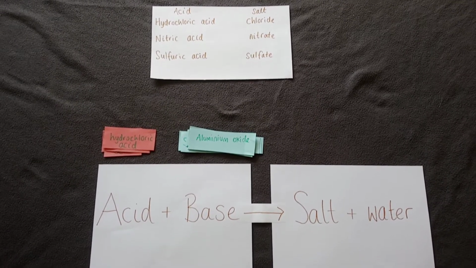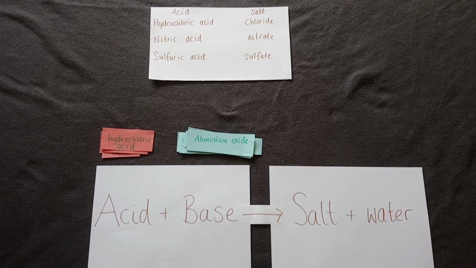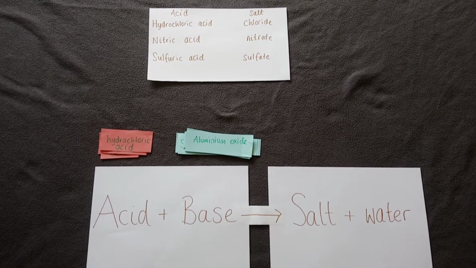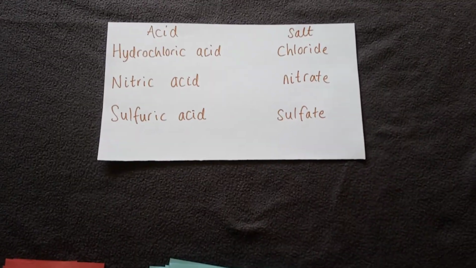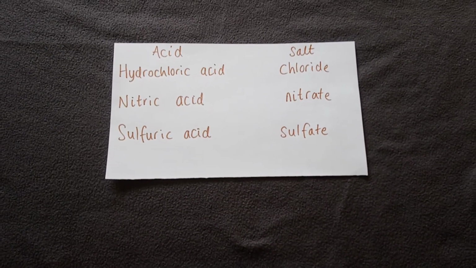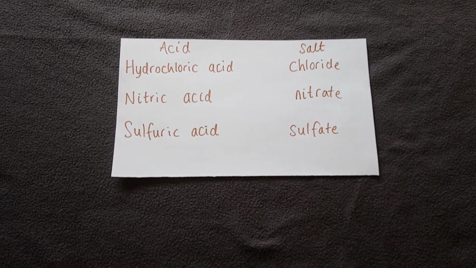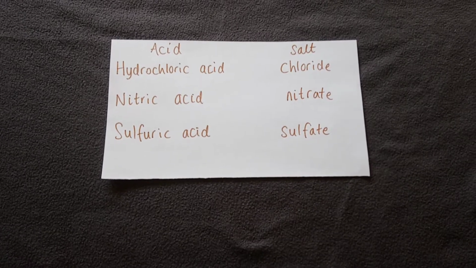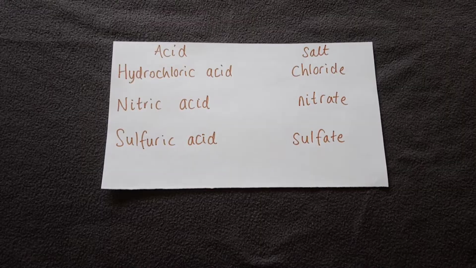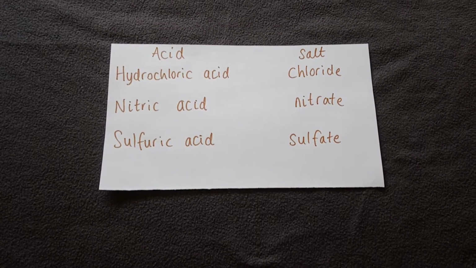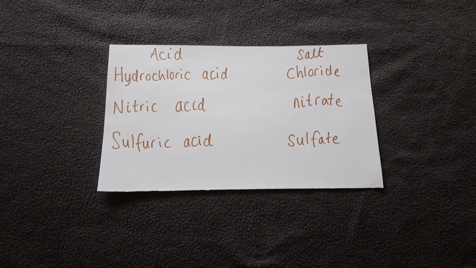Hi everyone, let's look at how acids react with bases to form salt and water. You need to remember that every laboratory acid that we use forms a different salt. Hydrochloric acid will always form chloride salts, nitric acid will always form nitrates, and sulfuric acid will always form sulfates.